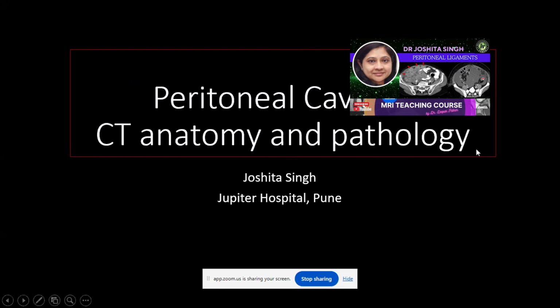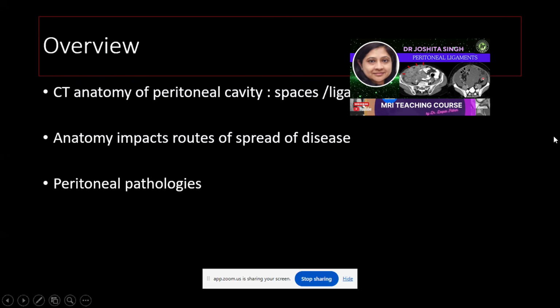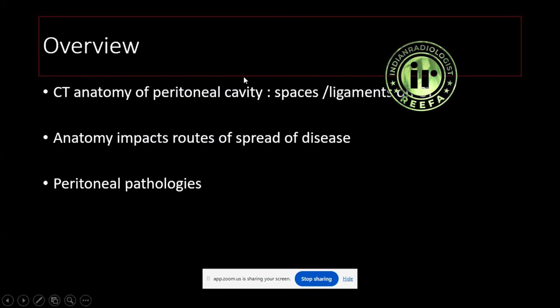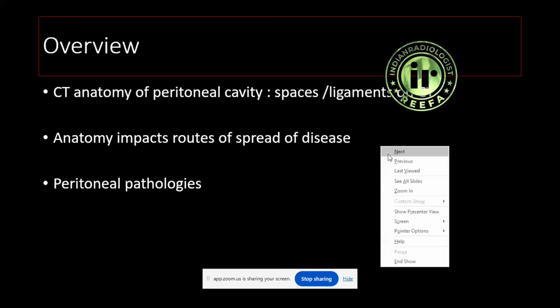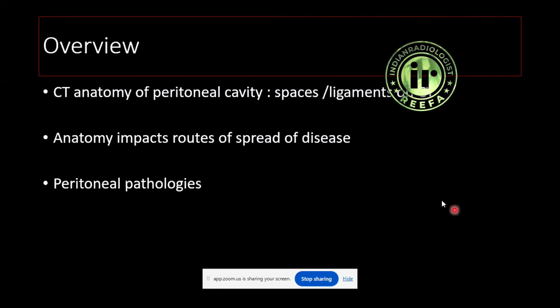So let's begin with the peritoneal cavity. And what we are going to do in this lecture is basically a recap of the CT anatomy of the peritoneal cavity. We'll see which are the various spaces of the peritoneal cavity and the various peritoneal ligaments that compartmentalize the peritoneal cavity into these spaces.